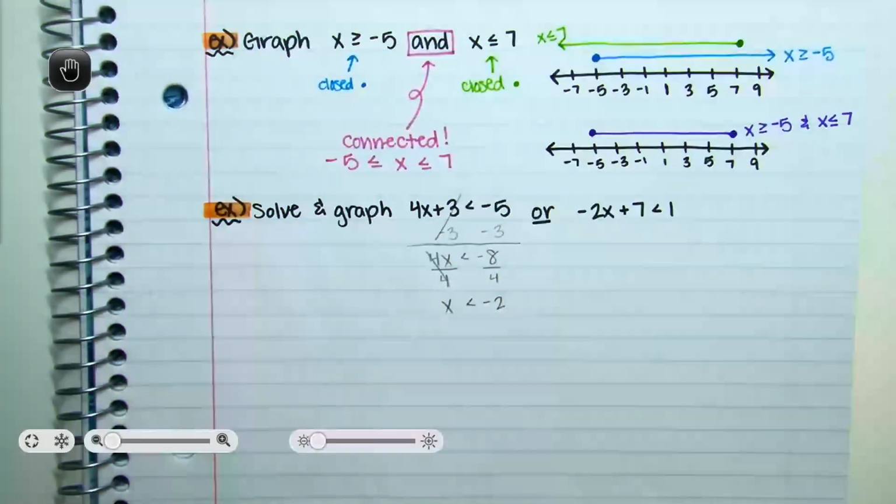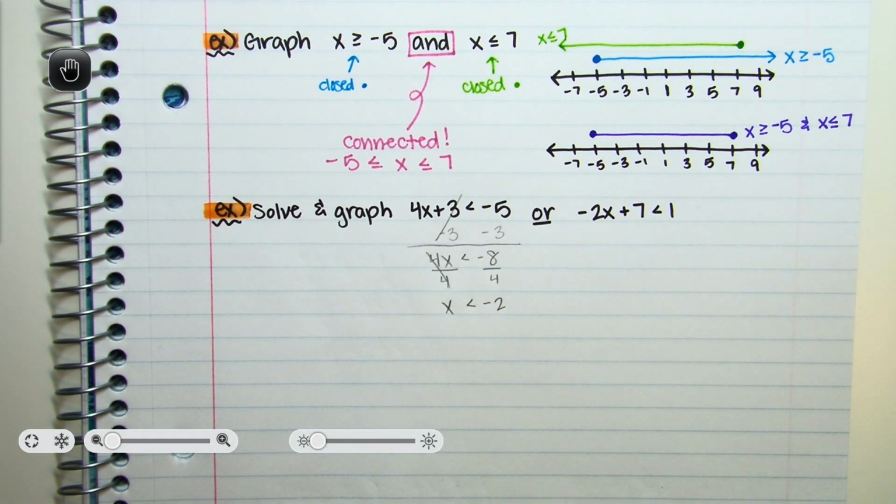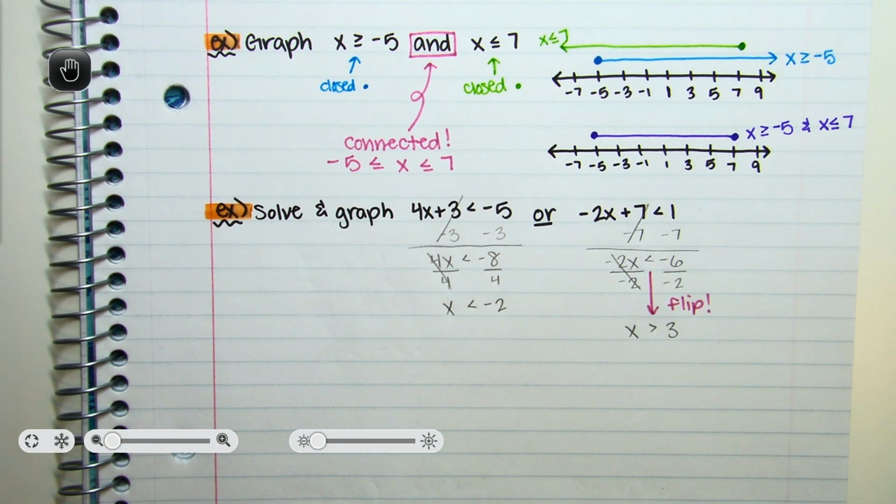So I got x is less than -2. Now go ahead and pause this video, solve this one, and then push play when you're ready to check. All right, go ahead and check your answer. You should have gotten that x is greater than 3.